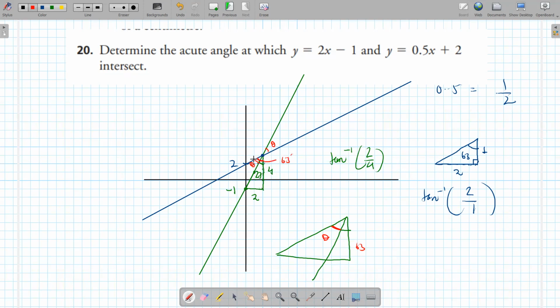We're looking for the middle angle. What do you do? You subtract 27. Exactly. You subtract 27, so it's going to be 36 degrees. And that's the angle between them. And you're done.